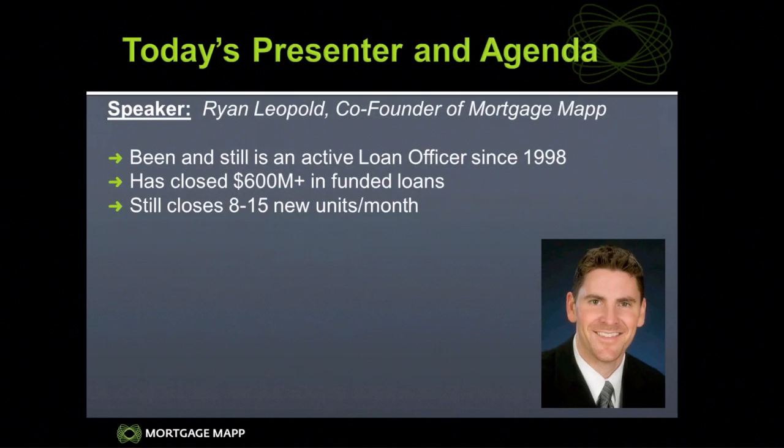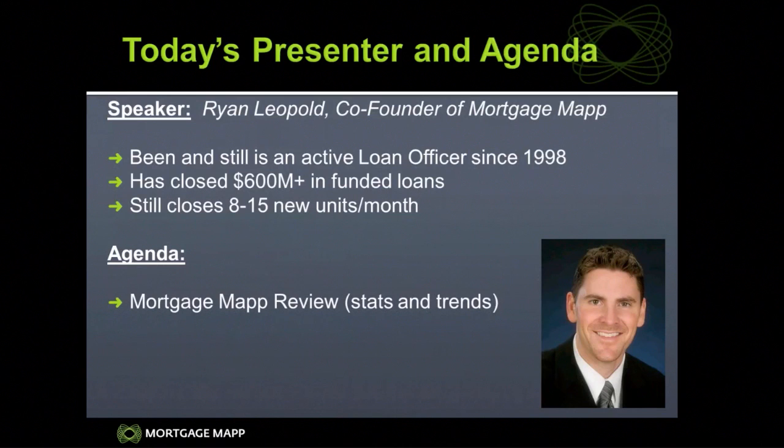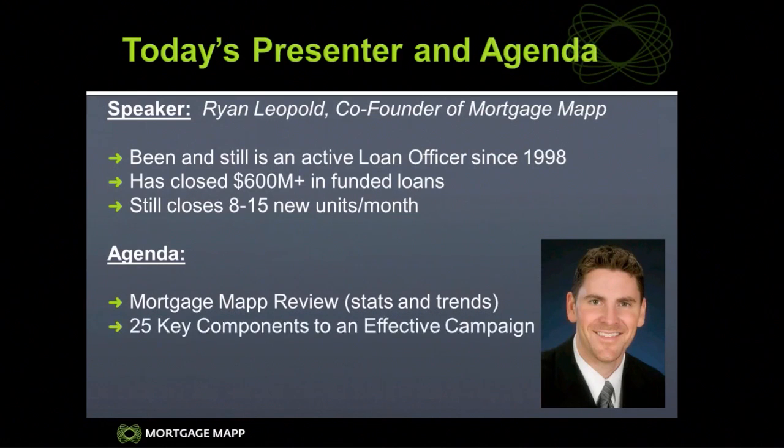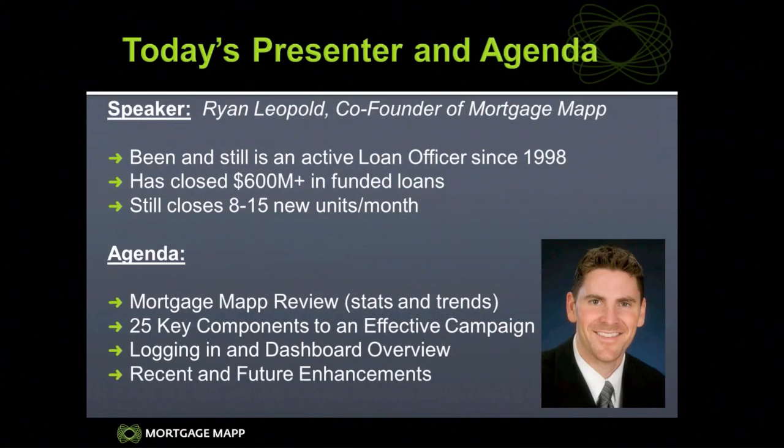So that's a little bit of our agenda today. We're going to go over a Mortgage Map review. We're going to talk about some stats and trends. We're going to go over 25 key components to an effective app campaign. We're going to talk about logging into the dashboard and give some overview on that. We're also going to talk about recent and future enhancements. And then we're really excited to launch Agent Tapp, which we'll definitely be getting into at the end as well.